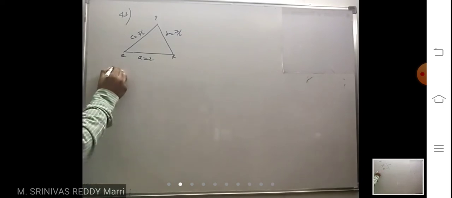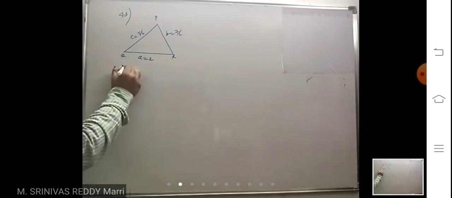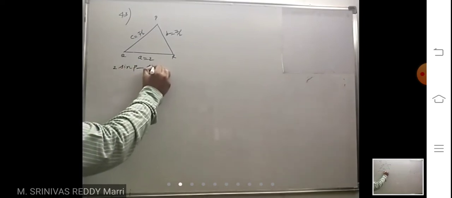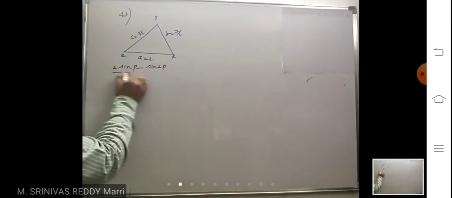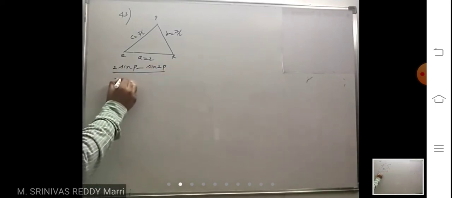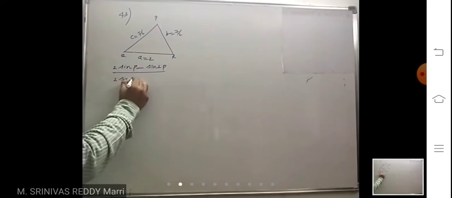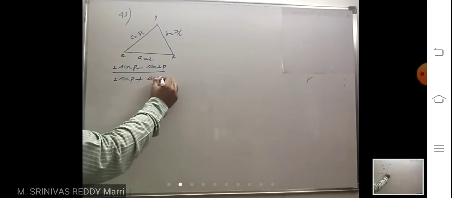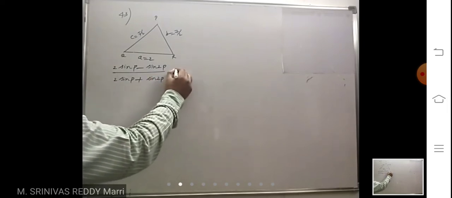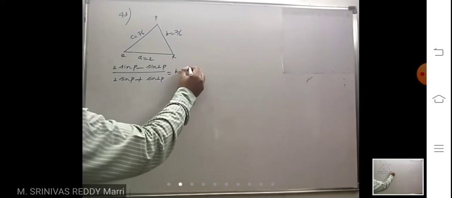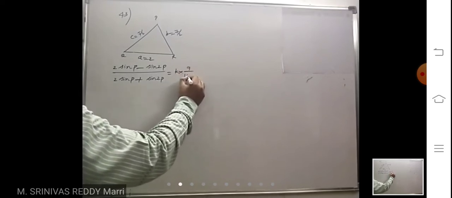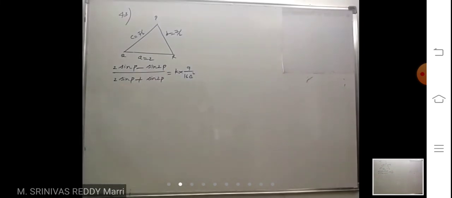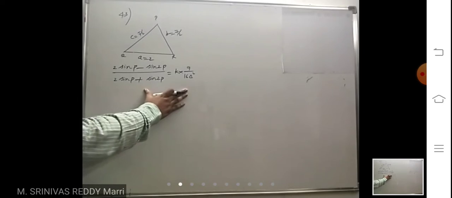2 sine P minus sine 2P divided by 2 sine P plus, given that K into 3 by 4 delta whole square, means 9 by 16 delta square. So then you have to find the value of K. This is given. This is given.